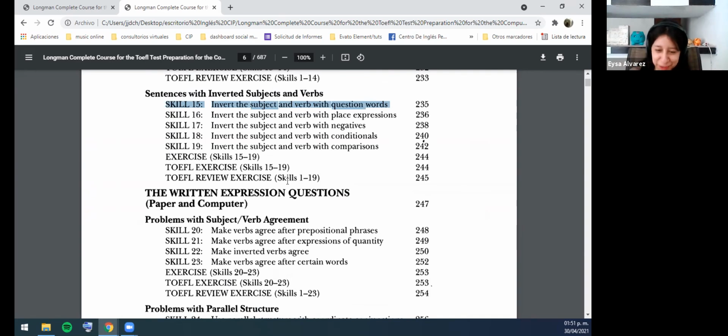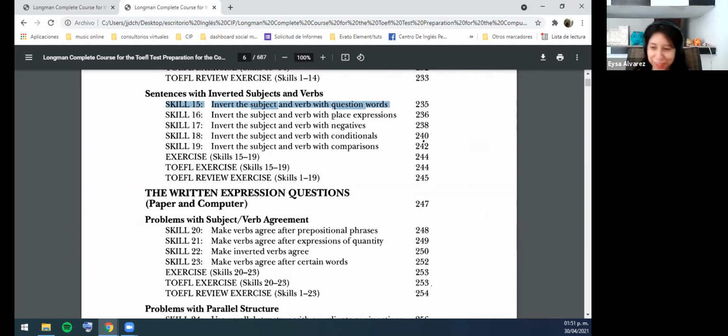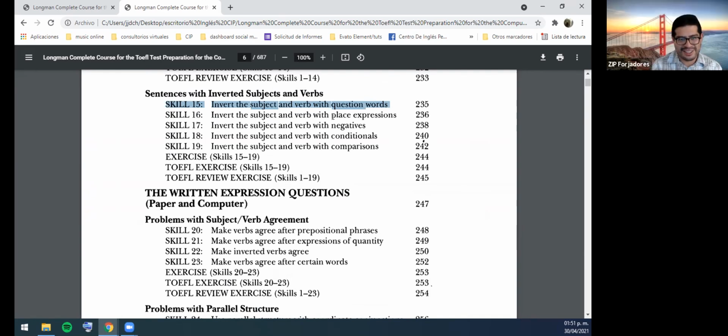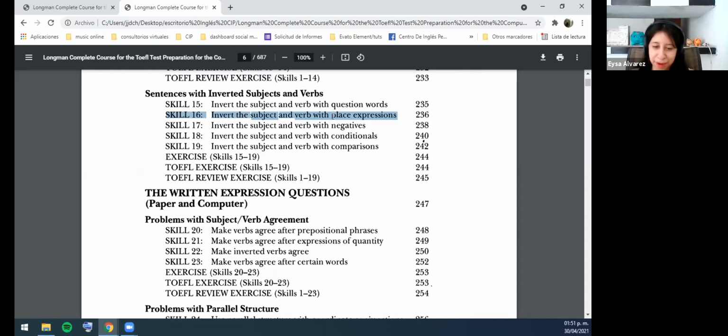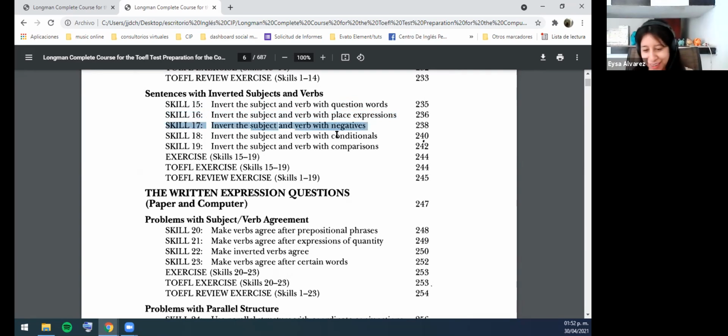Okay, invert the subject and verb with place expressions, with question words. First, question words. I'm going to write it: question words, 15. 16, invert subject and verb with place expressions. That's right. 17, invert subject and verb with negatives.